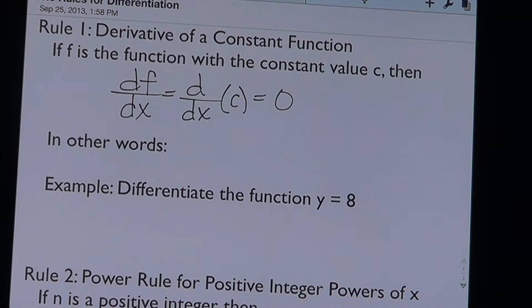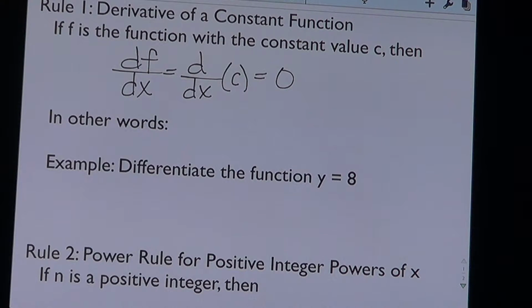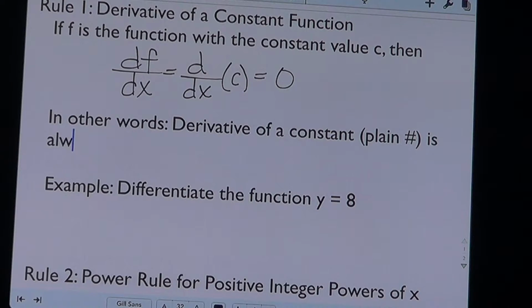In other words is saying, any idea what it's saying in English? No? Okay. That means that the derivative of a constant, or in other words, a plain number, is always equal to 0.